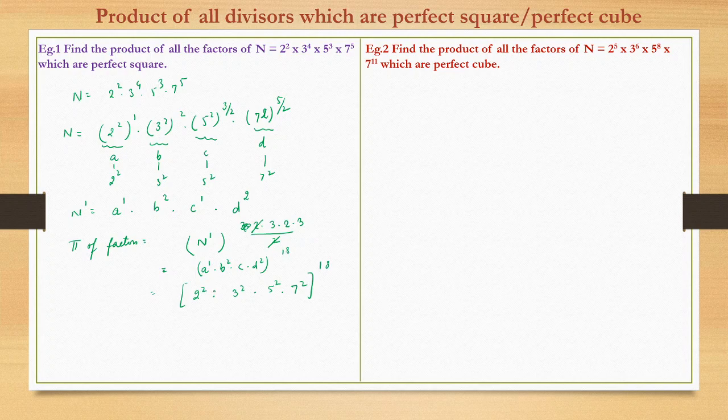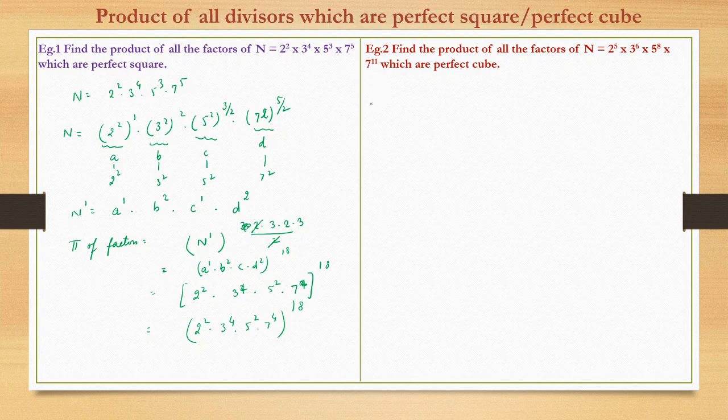So this becomes 5 square. This becomes 7 raised to power 4. Okay. We just put these values of a, b, c, d. So we get the product of factors, which is 2 square into 3 raised to power 4 into 5 raised to power 2 into 7 raised to power 4, raised to power 18. So the approach is, if we have to find the product of the factors which are perfect squares, we will try to convert n into such a form where each of the prime numbers represents a perfect square number.